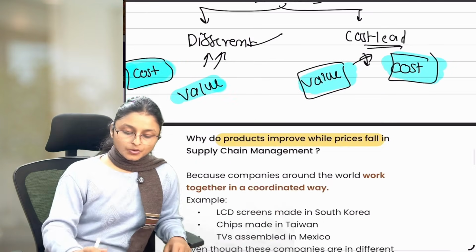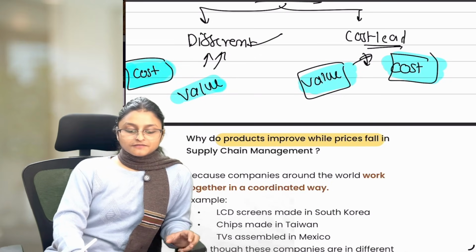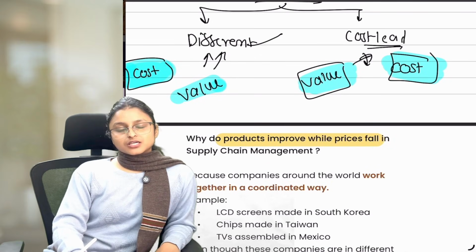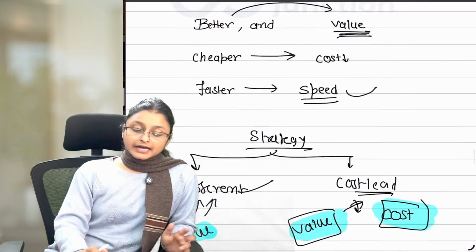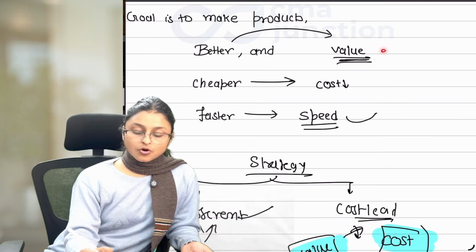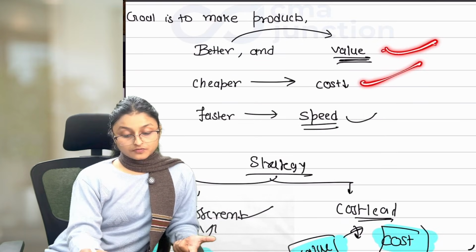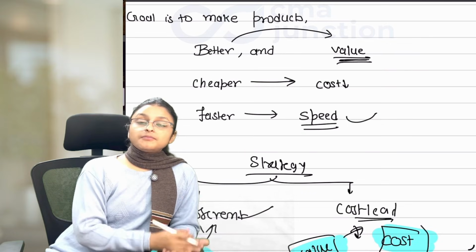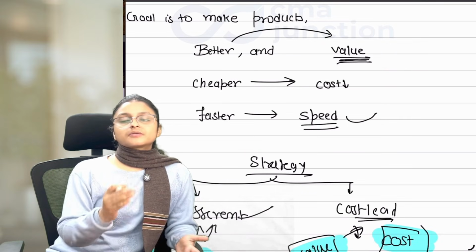Done. Now, why do products improve while prices fall in supply chain? Why it happens that we are able to reduce our cost also, we are able to improve the value also, we are able to provide all of these in a faster manner.